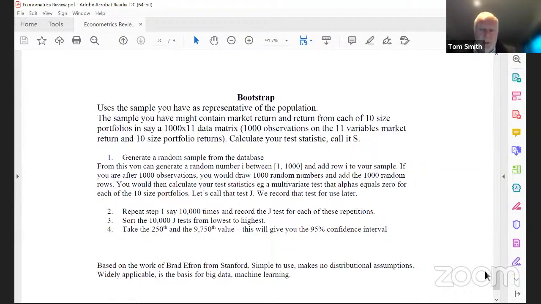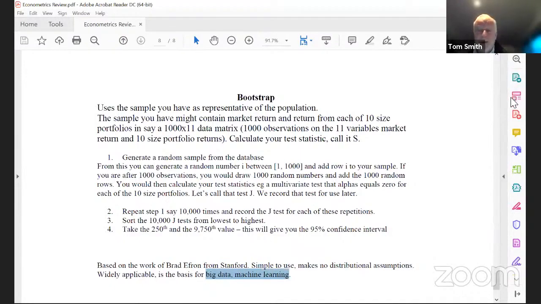So it's incredibly easy to use. It's only like 1 or 2 lines in an R program. It's based on the work of Brad Efron from Stanford University. It is incredibly simple to use, makes no distributional assumption. It is widely applicable, and interestingly, I'll just highlight this, it's the basis for big data and machine learning. So incredibly useful technique to have.